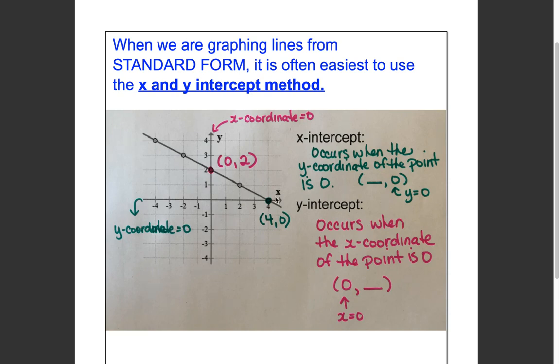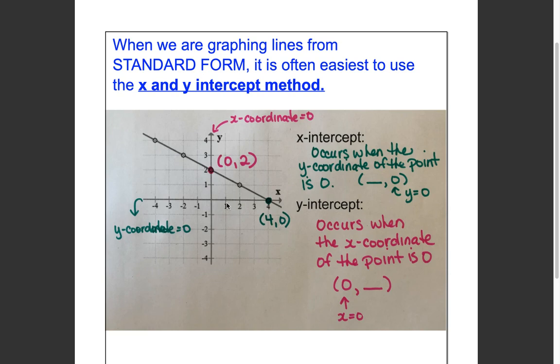So here I have a line. I put it on a Cartesian plane. And you can see that if I'm looking at the x-intercept, basically where does the line hit the x-axis? It happens at the point 4, 0. Okay, so it hits it right there. The coordinates of that point are 4, 0. And you'll notice that at the x-intercept, the y-coordinate of the point is equal to 0. And that will be true no matter where the x-intercept occurs.